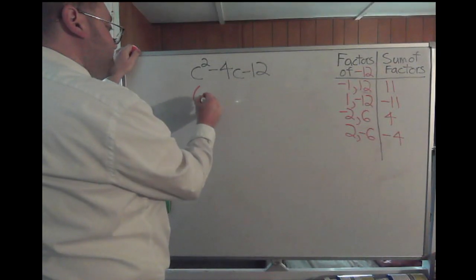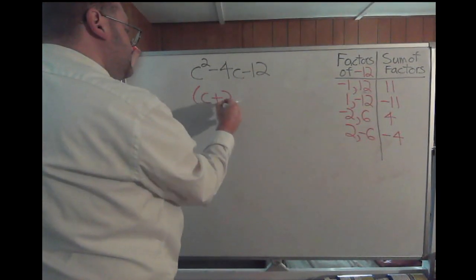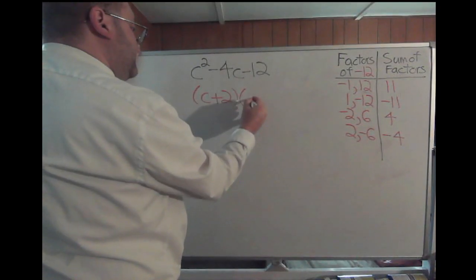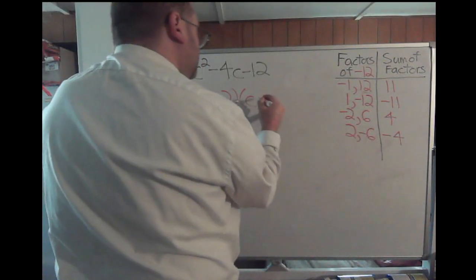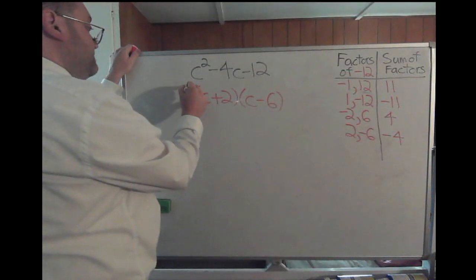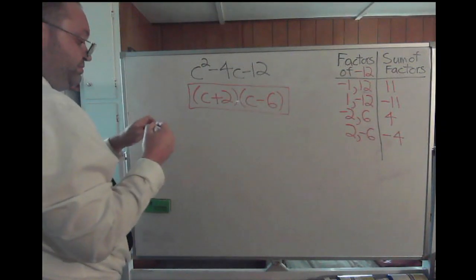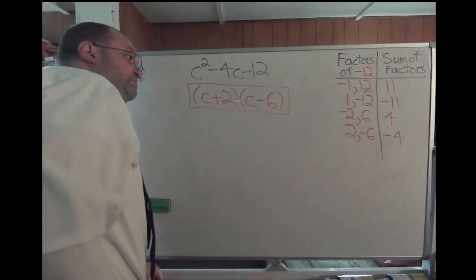So now you'll have c plus 2, take that quantity, multiply it times c minus 6. And that would be your factorization of this, the quantity of c plus 2 times the quantity of c minus 6.